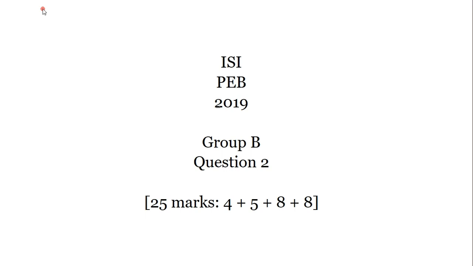Hi, so today we are going to do ISI 2019 question number 2, group B. The distribution of the marks is here: 4, 5, 8, 8 for parts A, B, C, D. So let's see what the question is.